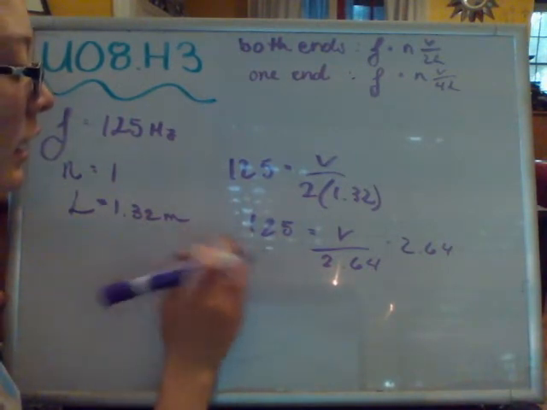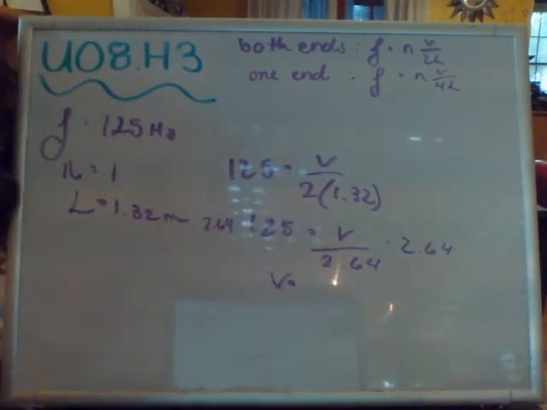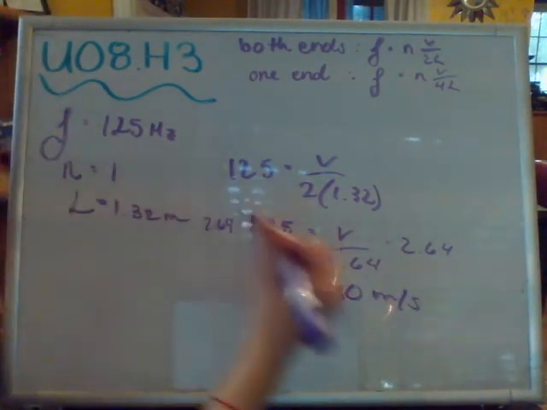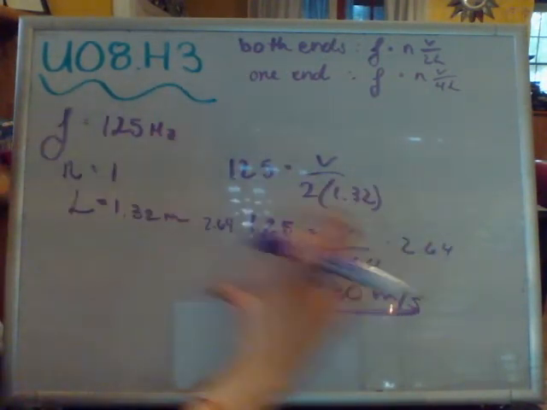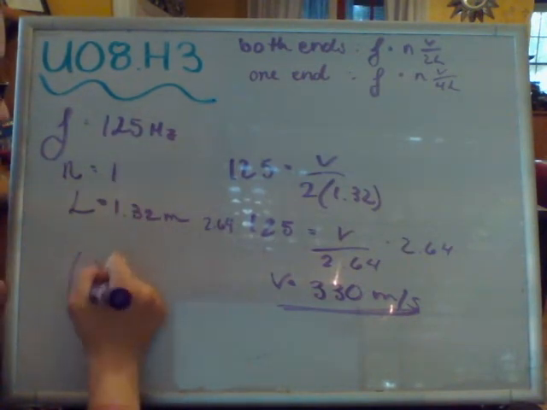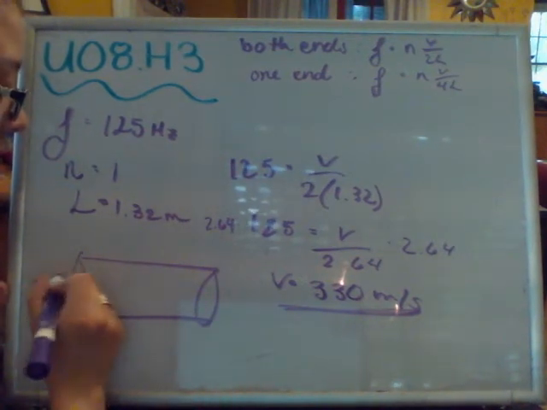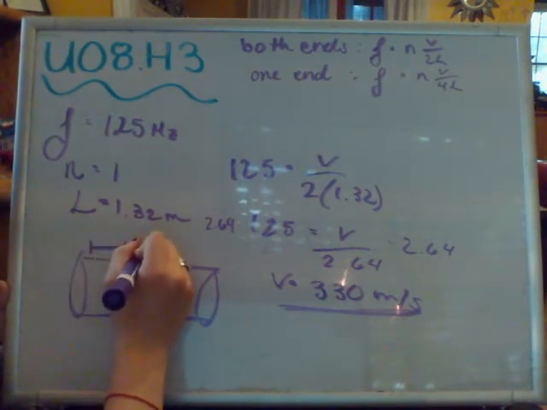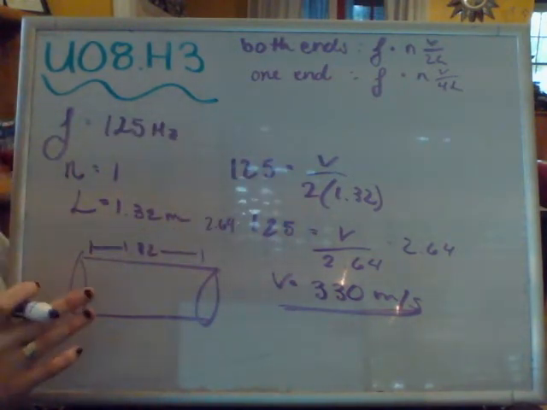And V is equal to 330 meters per second. So that is the speed of the sound going through this open-ended pipe. So it's open at both ends, so it's going to be like this. And the speed of the sound is going to be 330 meters per second, and the length of this is 1.32. So that's what you do when it's open at both ends.